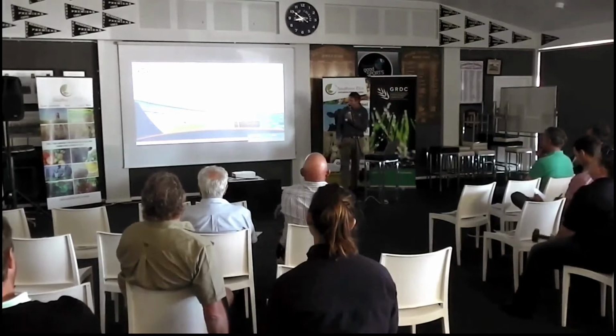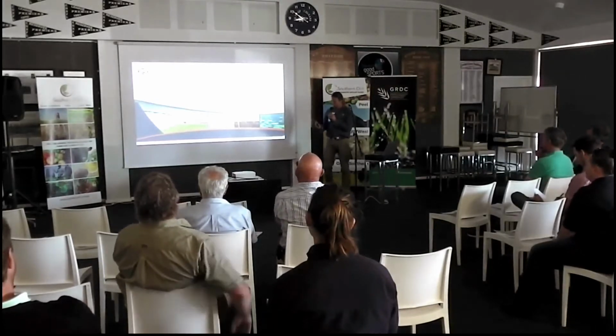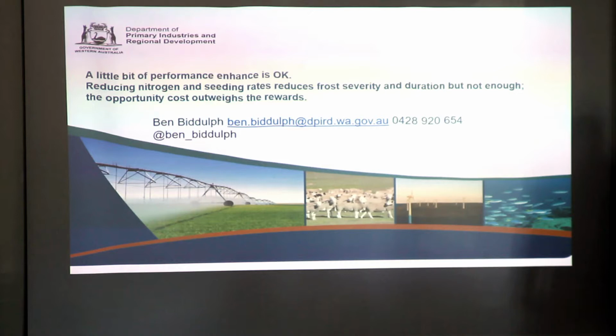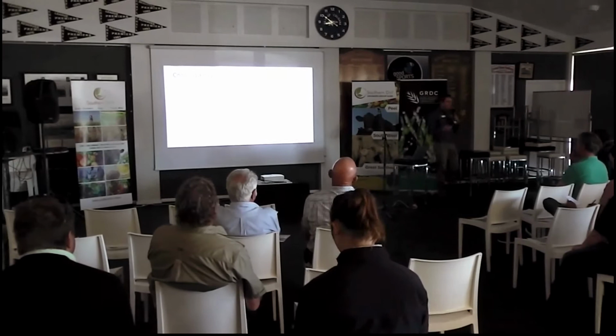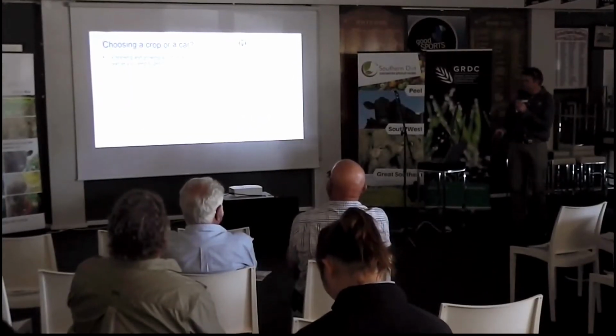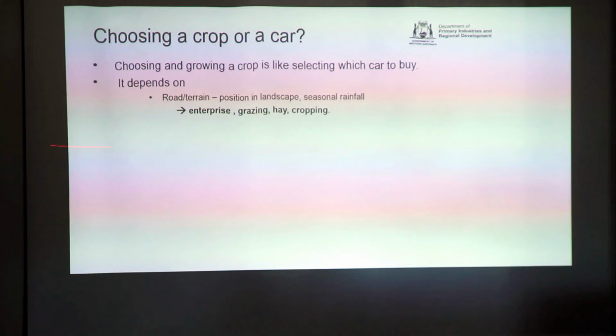Cool. So the title of my talk, a little bit of performance enhancement is okay. And we'll get through to that. So choosing a crop or a car is a bit like the same thing when it comes to frost-prone landscapes. Choosing your growing crop is like selecting which car to buy. That really depends on what sort of road and terrain you're going to do and how you actually get the most performance out of it, and that really is like how you actually manage that crop in season. So the road and terrain, positioning landscape and seasonal rainfall, that kind of depends on the enterprise you put in there, whether you're using grazing, hay crops, or whether you're actually into your full-blown cropping.